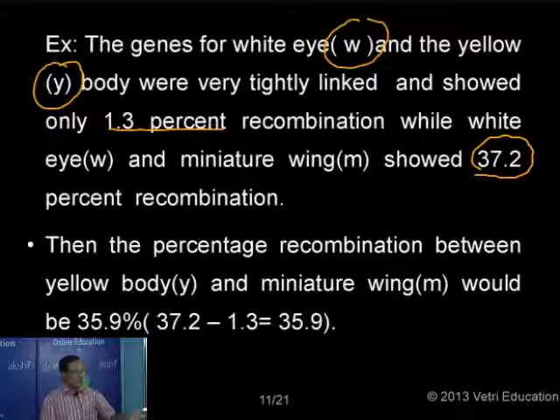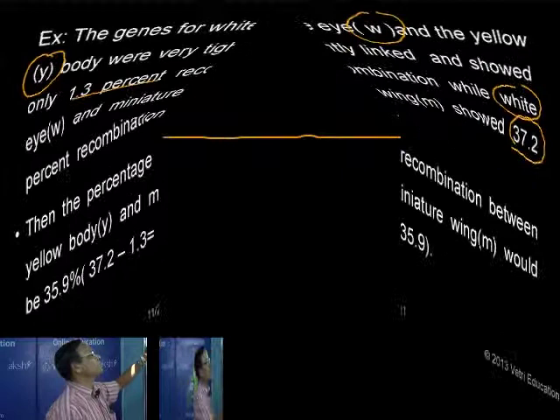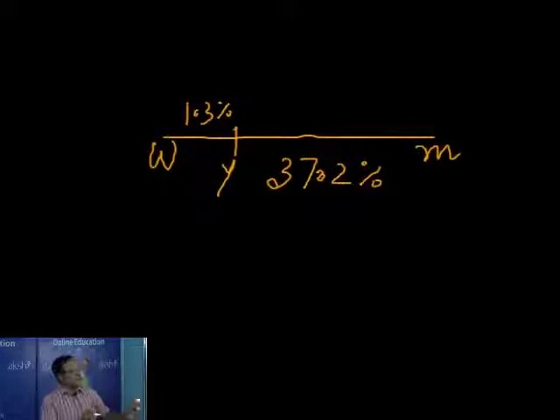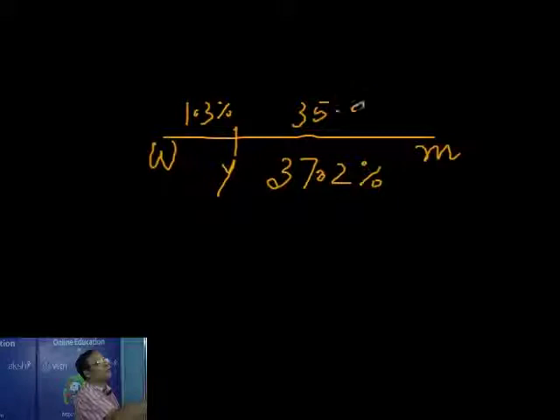So we have the percentage recombination between lineage gene and white eye as 37.2. Now this is the gene for eye color, white eye, and this is the gene for lineage gene. So, the percentage of recombination between these two is 37.2 because they are loosely linked. And between the white eye and the yellow body color, it is only 1.3%. So, if these two values are given, we can calculate the percentage recombination between the yellow body color and lineage body, that is equal to 35.9%. The total percentage is 37.2, and from that you subtract 1.3%. So the recombination frequency between Y and M is 35.9%.